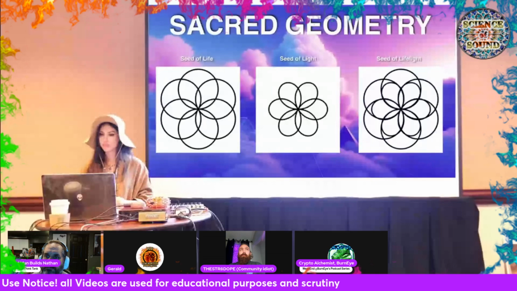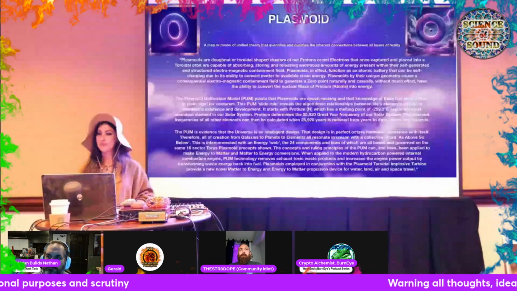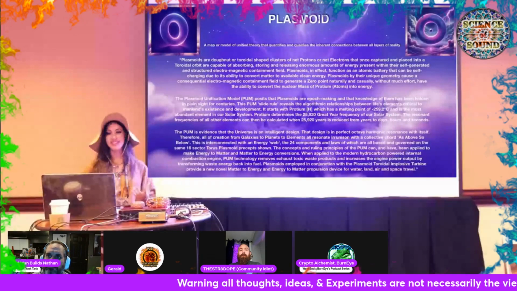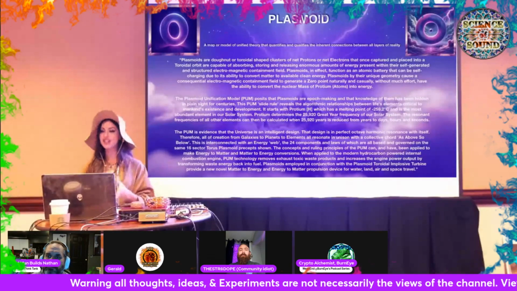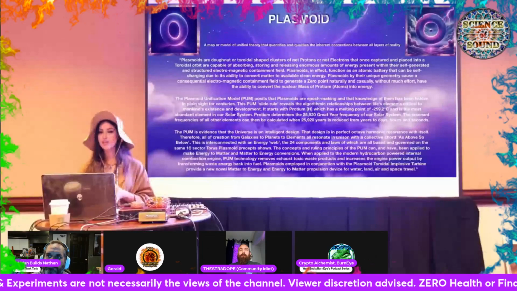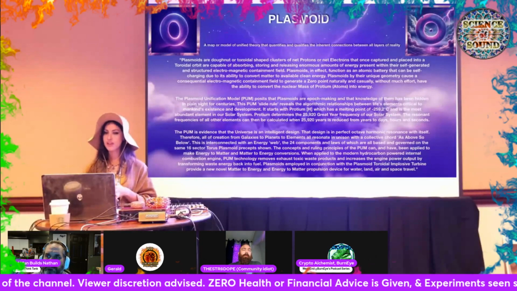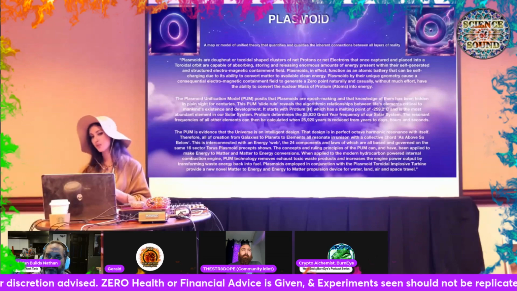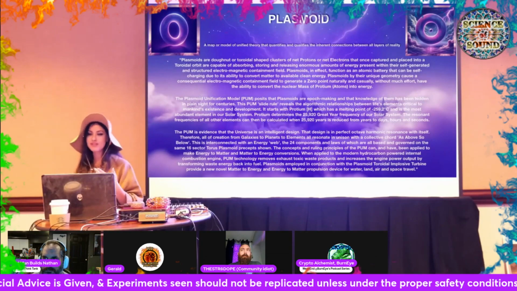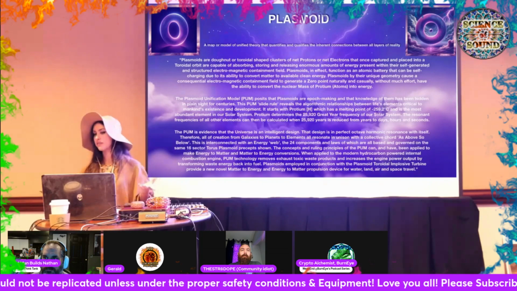All right, now we're going to get into the plasmoid unification model. So the plasmoid unification model is a model of unified field theory that quantifies and qualifies the inherent connection between all layers of reality. So plasmoids are donut or toroidal-shaped clusters of protons or electrons that, once captured and placed into a toroidal orbit, are capable of absorbing, storing, and releasing enormous amounts of energy present within their self-generated and structured electromagnetic containment.